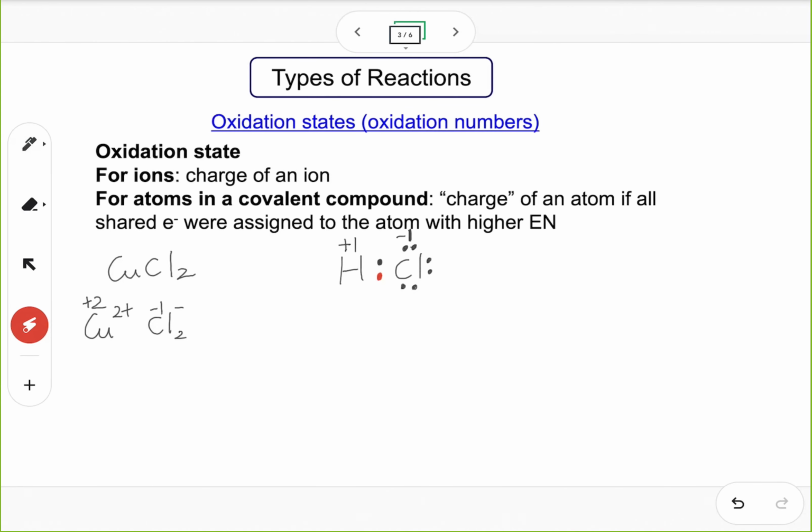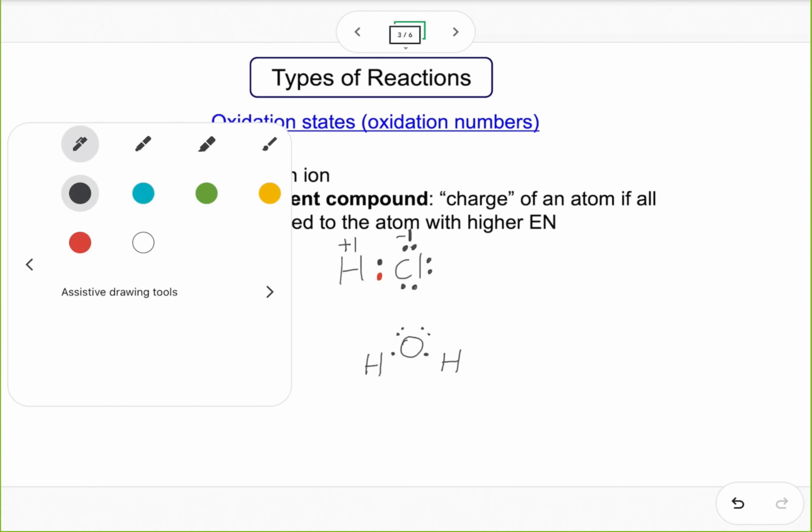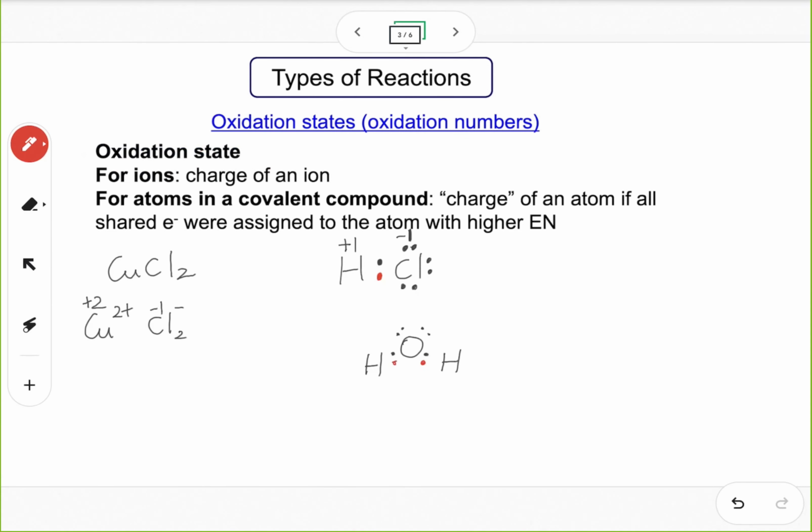Okay, let's see another example. Oxygen has 2 lone pairs, and we know it has 2 more electrons from oxygen. Now, from hydrogen, we know that each hydrogen will share 1 electron. They will share 2 electrons with oxygen.